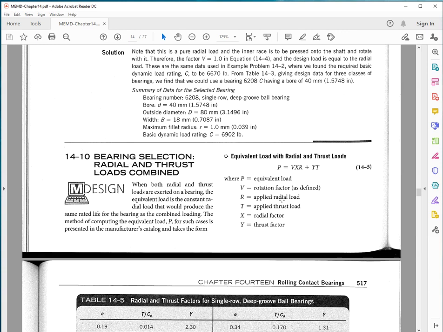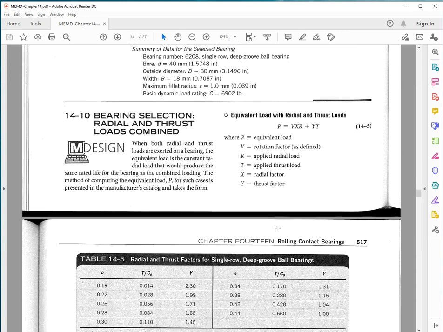Okay, so when we have both thrust load and radial load, we calculate the equivalent load by combining the thrust load and radial load using certain factors. One of them has already been introduced, the rotation factor. If the outer race rotates, inner race is stationary, then the multiplier is 1.2, otherwise it's 1. And then we have the X and Y factors, the radial and the thrust factors.